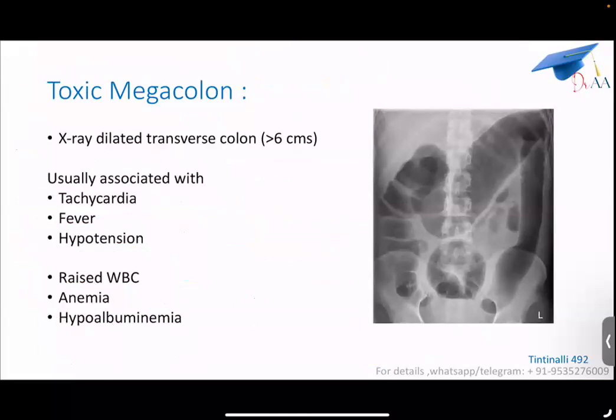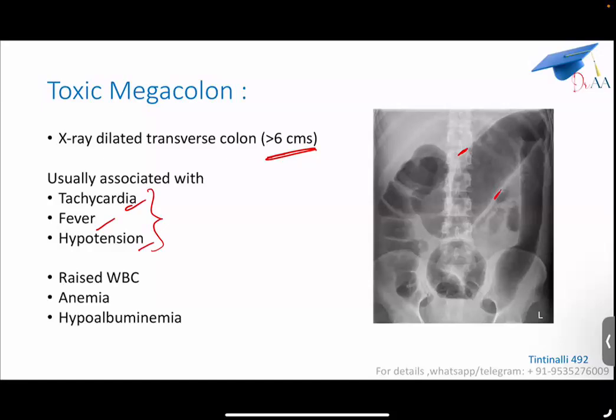Let's talk more about toxic megacolon. On an X-ray, if the transverse colon diameter is more than 6 centimeters, you need to assume it is a toxic megacolon. Usually the associated symptoms are tachycardia, fever, and hypotension.